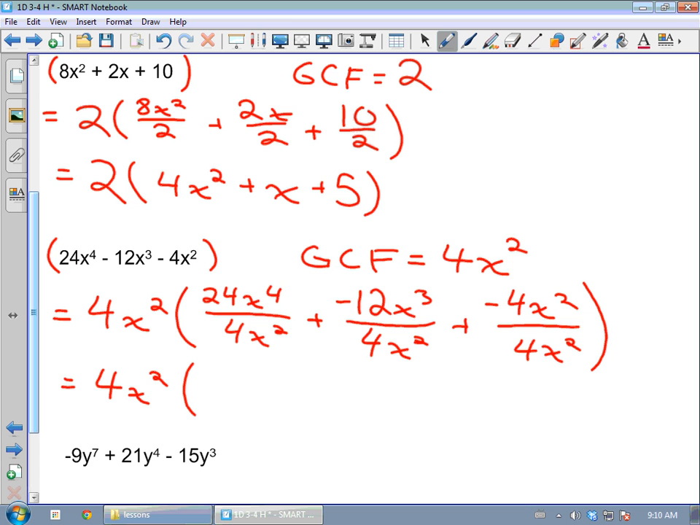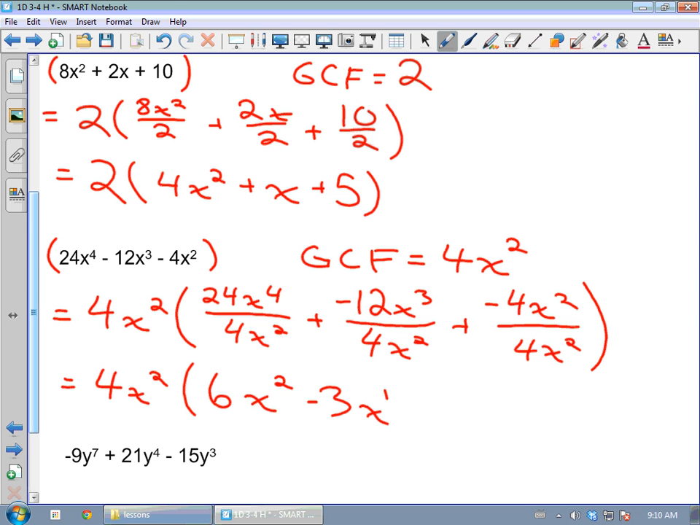24 divided by 4 gives me 6, and then I apply my exponent rules here. x to the 4 divided by x to the 2, I subtract my exponents, x to the 2. Negative 12 divided by 4 gives me a negative 3. Keep my x, subtract my exponents. 3 minus 2 gives me 1.